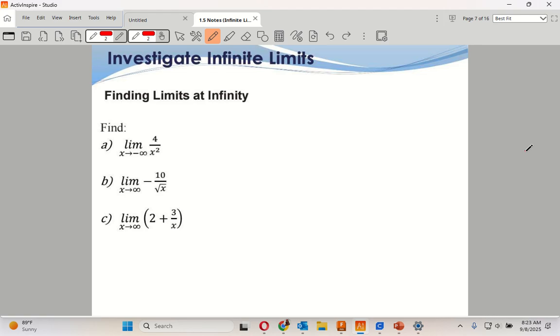So, infinity is an idea, not a number. Now, the whole idea is taking limits at infinity is referring to racing to infinity. We're taking a race. We're going all the way.